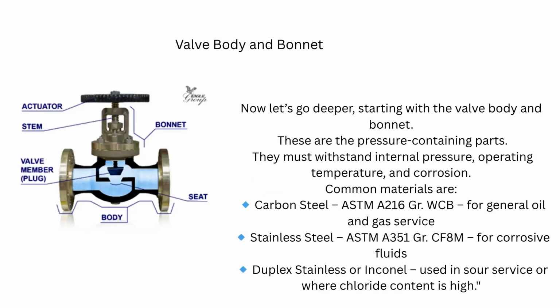Valve body and bonnet. Now let's go deeper, starting with the valve body and bonnet. These are the pressure-containing parts. They must withstand internal pressure, operating temperature, and corrosion. Common materials are carbon steel, ASTM A216 grade WCB for general oil and gas service, stainless steel, ASTM A351 grade CF8M for corrosive fluids, duplex stainless or Inconel, used in sour service or where chloride content is high.